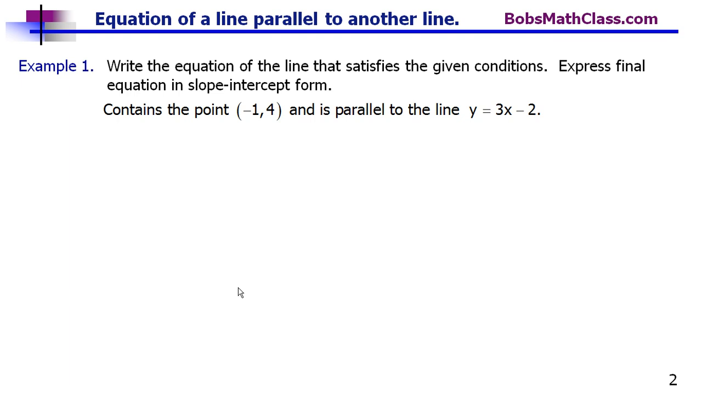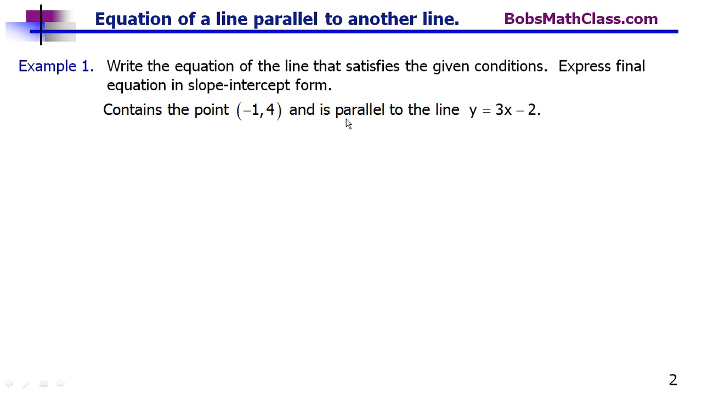Write the equation of the line that satisfies the given conditions. And we're going to express the final equation in slope-intercept form. So it contains the point -1, 4 and is parallel to the line y equals 3x minus 2. There's two things we need to get the equation of a line. We need the slope and we need the y-intercept, which is b. So we need two things, m and b. Okay, so let's work on m first.